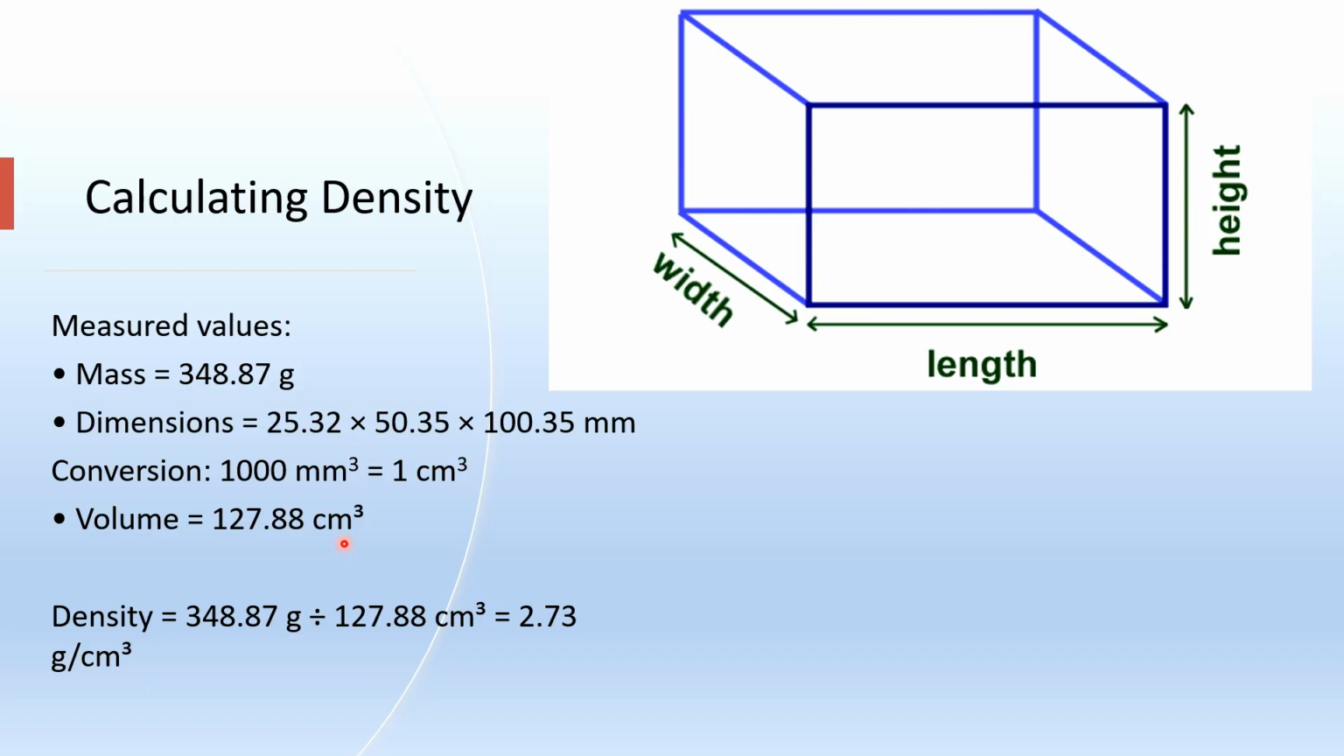So now the density is just going to be the mass divided by the volume, in the proper units of grams per cubic centimeter. So we take our 348.87 grams divided by 127.88 cubic centimeters. That gives us 2.73 grams per cubic centimeter. So that's the measured density of the block.